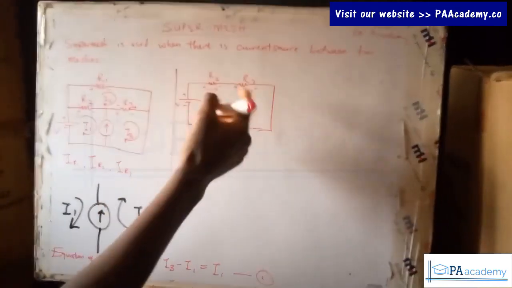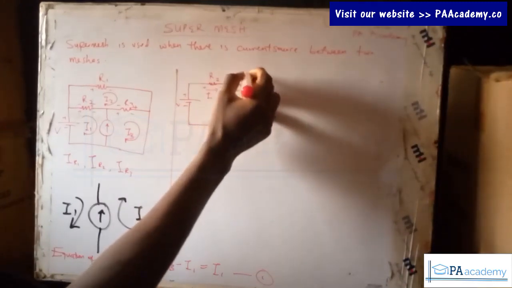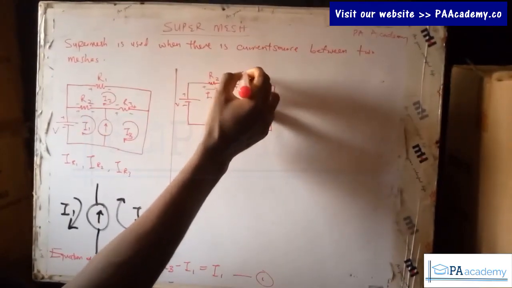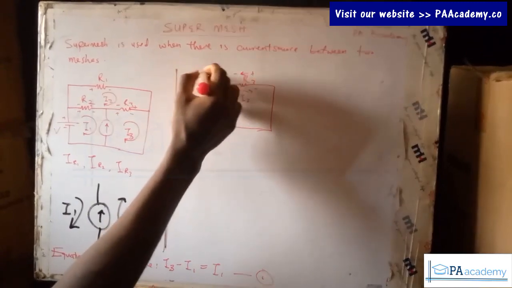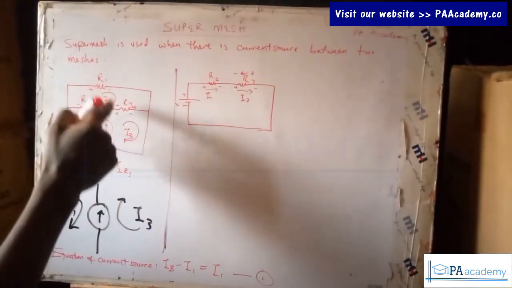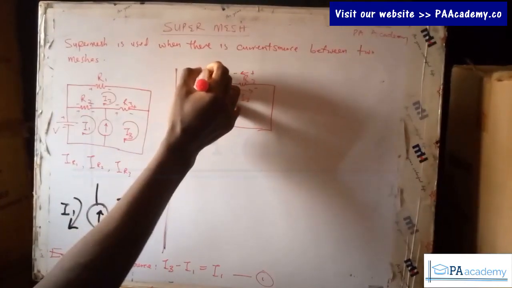Then for I2, in this particular resistor it is flowing in this direction. So the polarity will be plus and minus here. And then we also have I2 flowing in this direction.